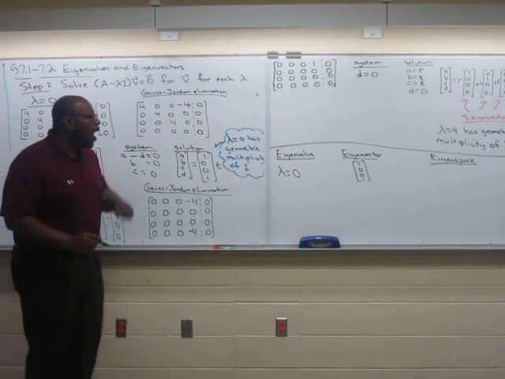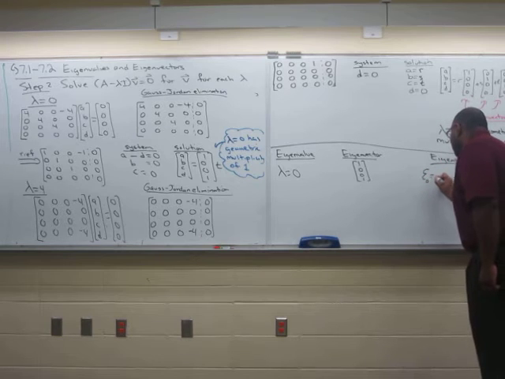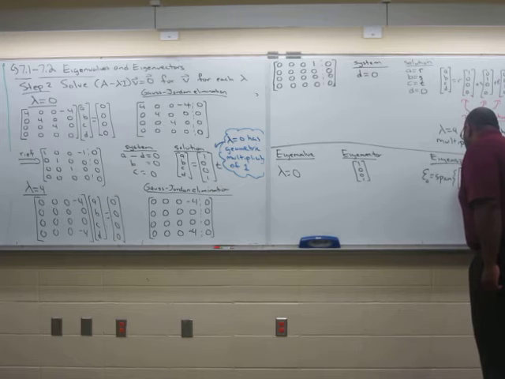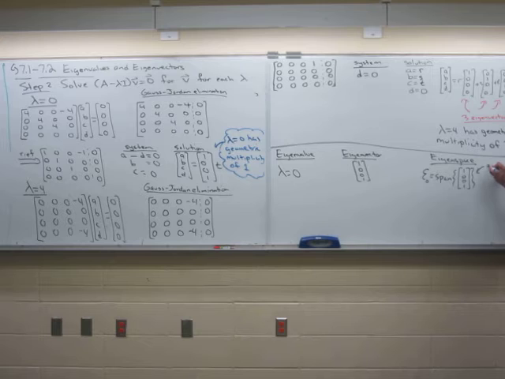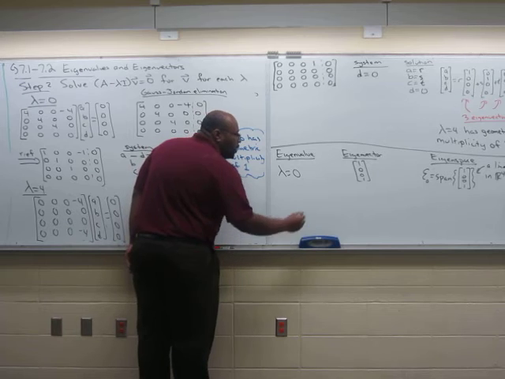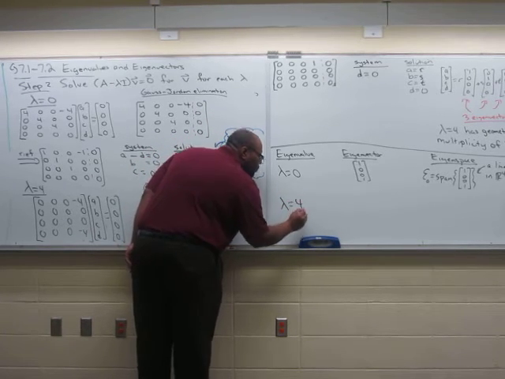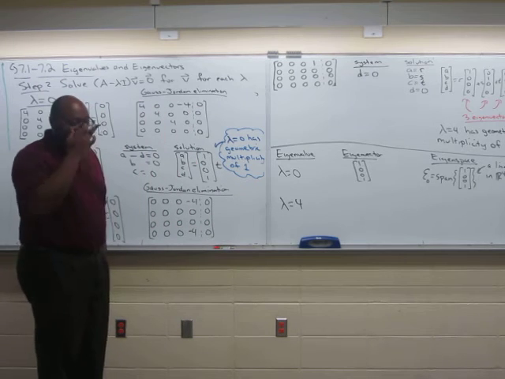It has eigenspace, which is going to be the span of 1, 0, 0, 1. This is going to be a line in R4. Now the next one we have lambda equal to 4. Lambda equal to 4 is my other eigenvalue.